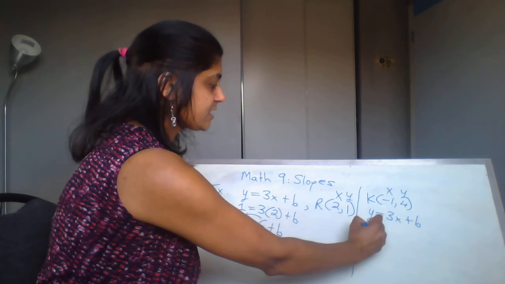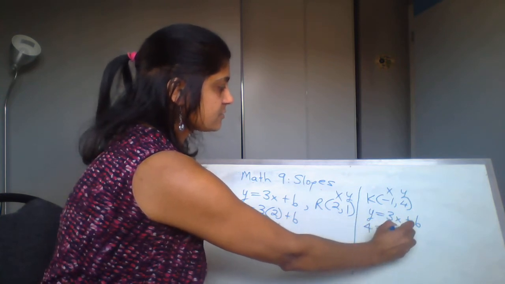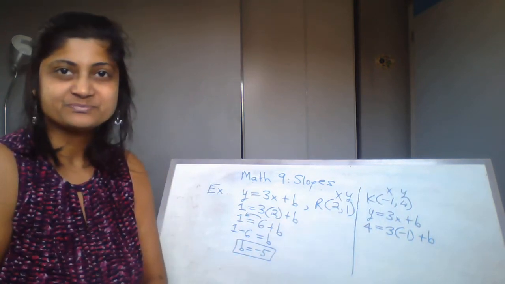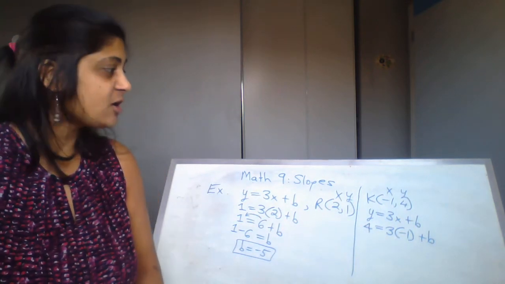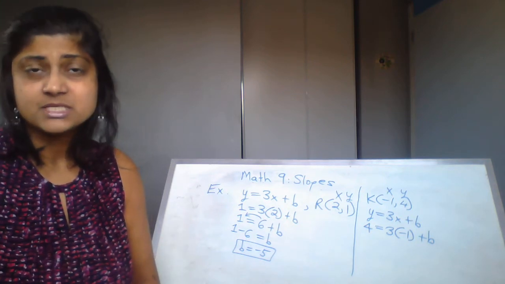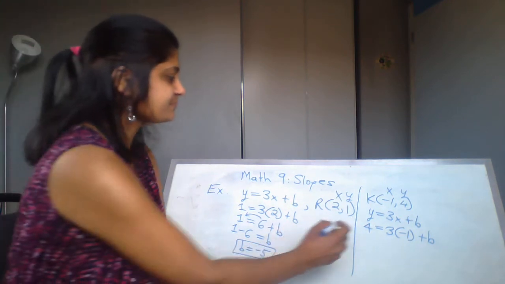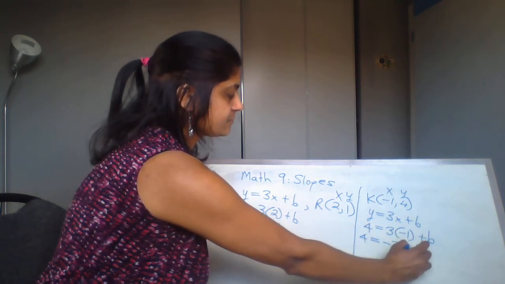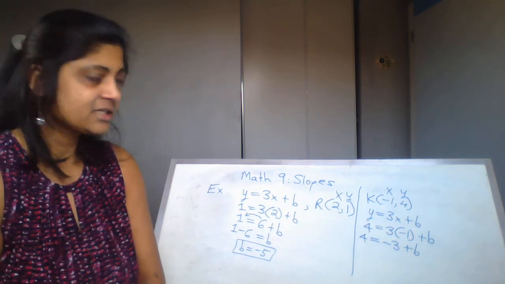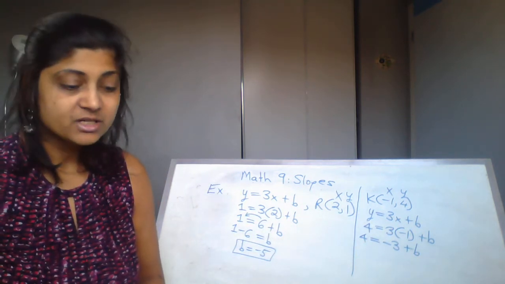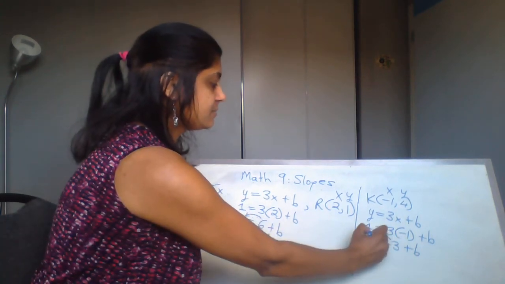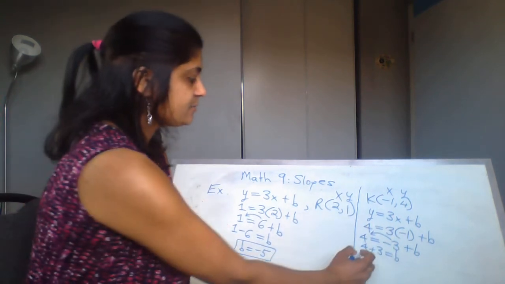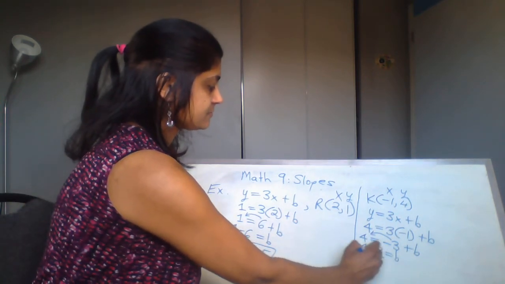So we're going to plug it in. So y is 4 equals 3 times the x value, which is -1, plus b. Does everyone see how to do that? All we're doing is just substituting the x and y values into this equation. So 4 equals 3 times -1, so -3 plus b. Then you're going to take the -3 to the other side, and it's going to become positive. So 4 plus 3 equals b, and then b is equal to 7. And that's my final answer.